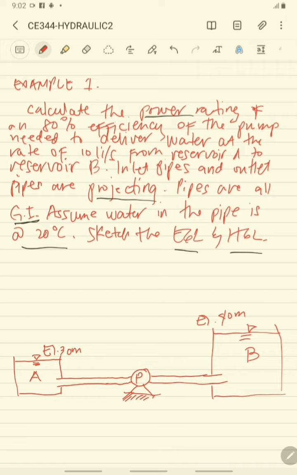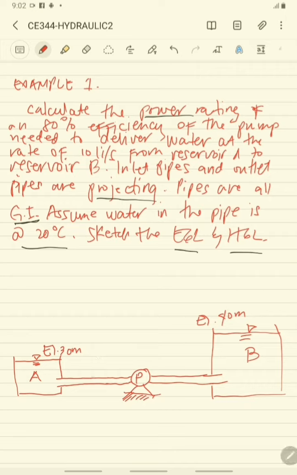For the actual situation, you can think that reservoir A will be the source, like a river. You take water from the river, then that will be your reservoir A. Then you pump water and deliver it to a large storage tank or large reservoir, and that will be your reservoir B, located at the highest elevation.